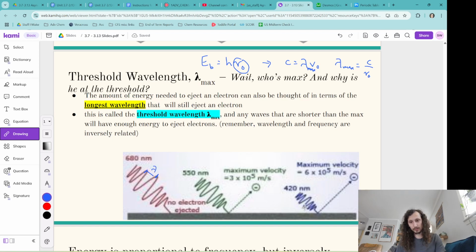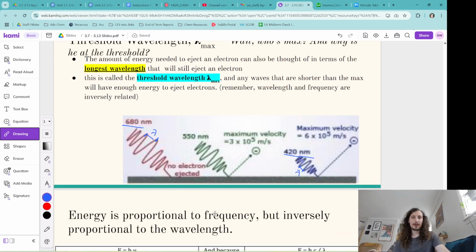This blue light is much shorter in wavelength, right? 680 nanometers to 420 nanometers. So the wavelength for this, the distance from this peak to this peak, is much shorter. But again, a shorter wavelength means a higher frequency. So this blue light is going to be ejecting electrons more successfully than this red light. You can see no electron ejected here, but we do for the green and blue. With shorter wavelengths, you get higher frequencies and thus higher energies.